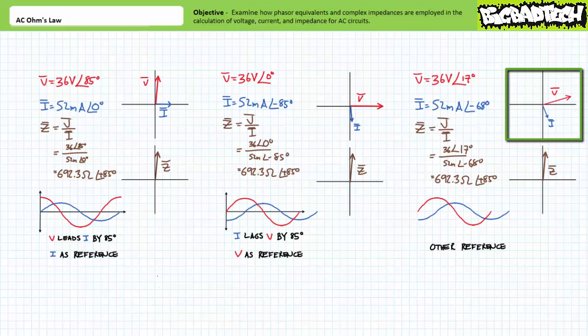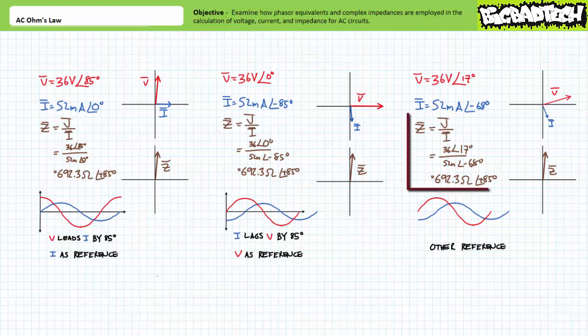This being said, it can still be stated that current lags voltage by a relative 85 degrees, just as easily as it can be stated that voltage leads current by a relative 85 degrees. Using either definition still results in a relative phase shift of 85 degrees. Does the use of an outside reference affect our impedance calculation in any way, shape, or form?